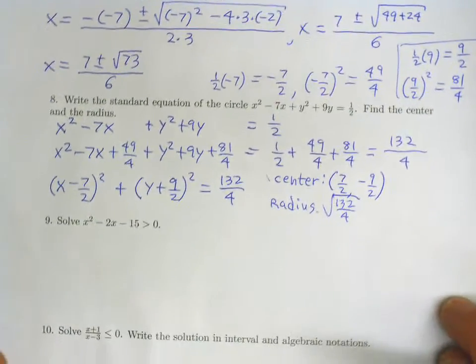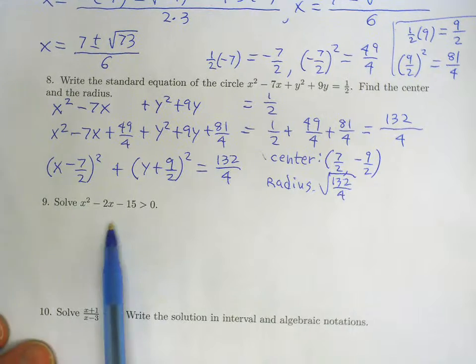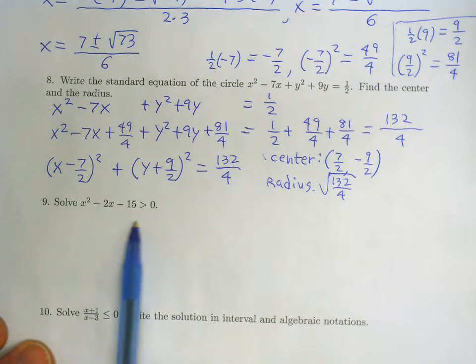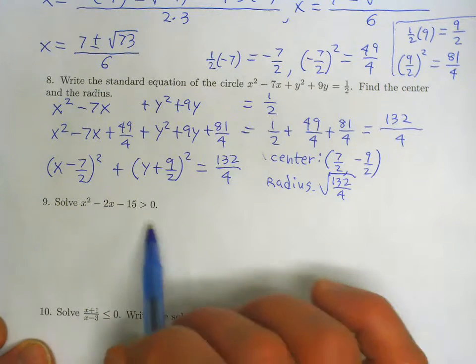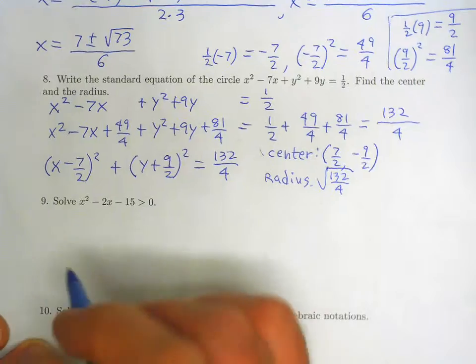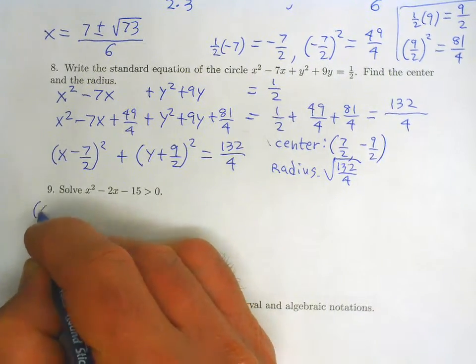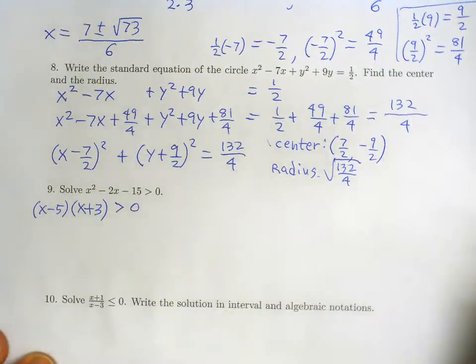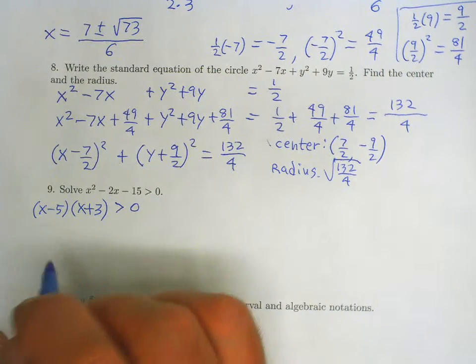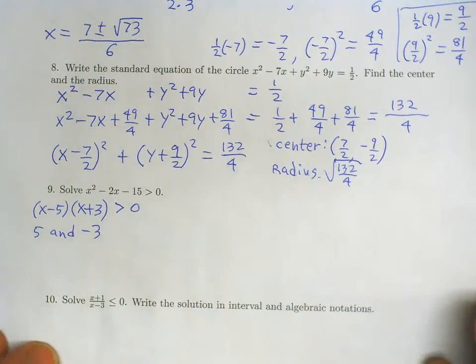Okay, number 9, x squared minus 2x minus 15 is greater than 0. So we want to solve this inequality. We want to find the endpoints. So if we can find the factors of x squared minus 2x minus 15, since the right-hand side is 0, we can use the factors to identify the endpoints. One factor is x minus 5. The other factor is x plus 3. And the inequality greater than 0. Okay, so the endpoints are 5 and negative 3.